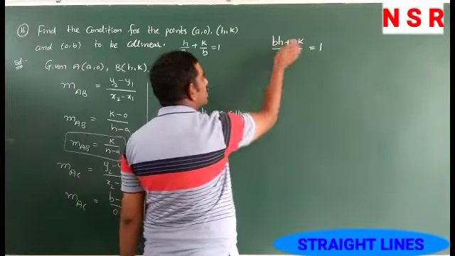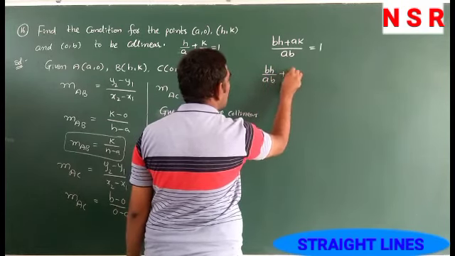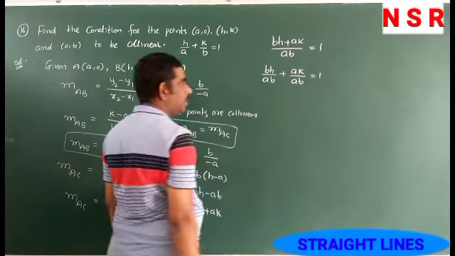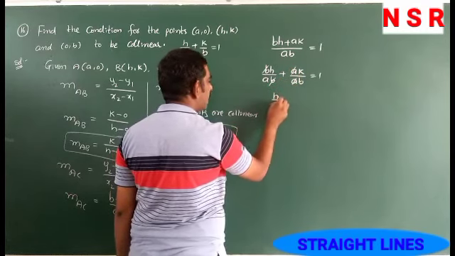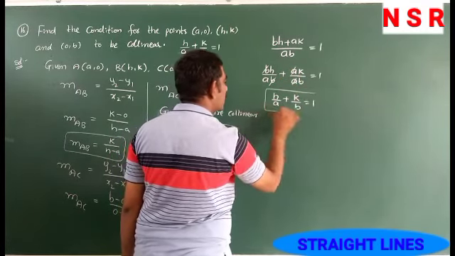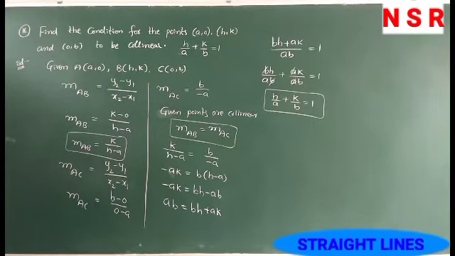Now here two terms are there, separate the terms: bh/ab and ak/ab. The LCM is ab. Here b cancels and here a cancels, and we get h/a + k/b = 1. So this is our condition. If three points are collinear, the condition is h/a + k/b = 1. This is a very important question.